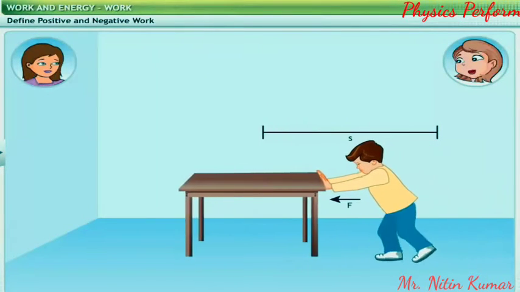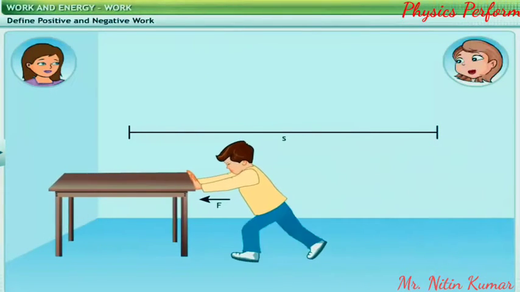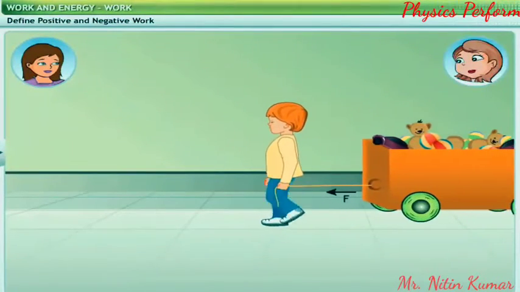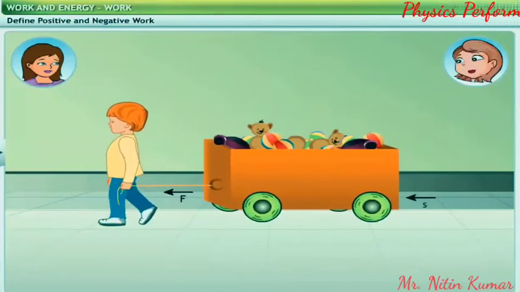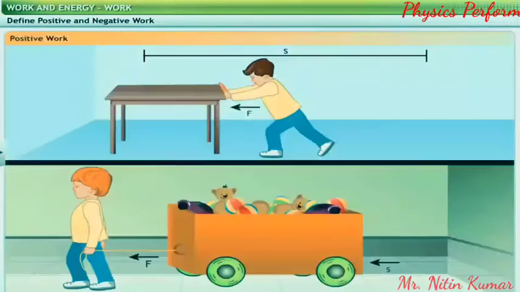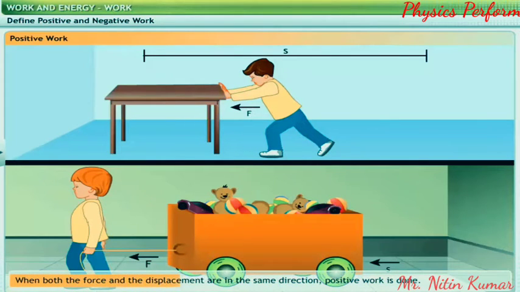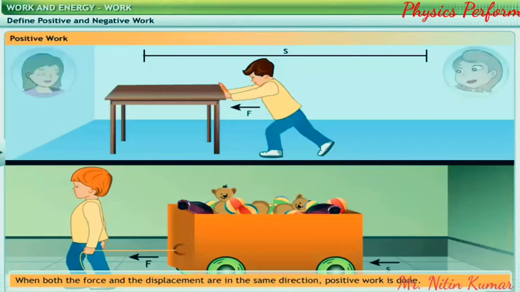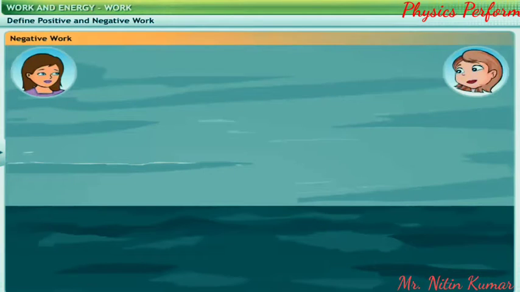Case 1. A boy shifts a table from one spot to another in a room. He does this by pushing it over the smooth floor of the room. Case 2. A small child pulls a toy cart with rubber wheels over a smooth floor. In both the cases, some work is done and the force and displacement are in the same direction. Where both the force and the displacement are in the same direction, the work done is called positive work. What about negative work? I'm coming to that.